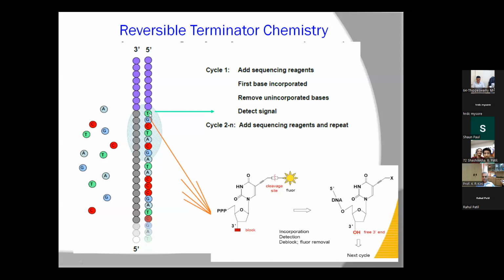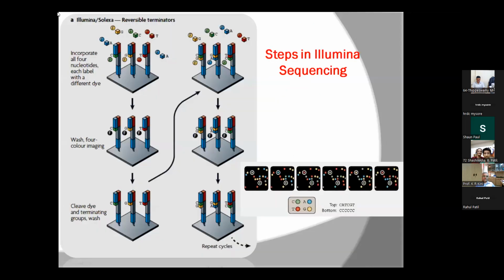So you do that first base, remove, then you incorporate it, you detect what color it has become, then you deblock, remove the block, and then remove the fluorescence and go to the next cycle. So this goes on. So this is a typical one on the slide. This is what is happening for different molecules.